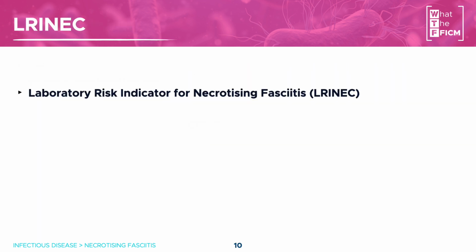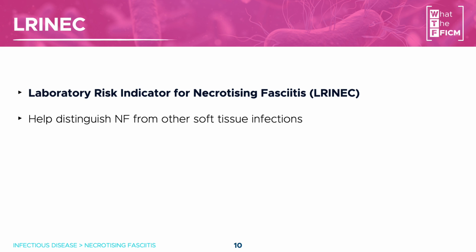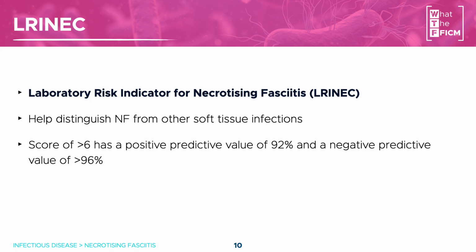Now, there's a risk score for necrotizing fasciitis called the Laboratory Risk Indicator for Necrotizing Fasciitis, and this helps distinguish the condition from other soft tissue infections. A score of more than 6 has a positive predictive value of 92% and a negative predictive value of over 96%.